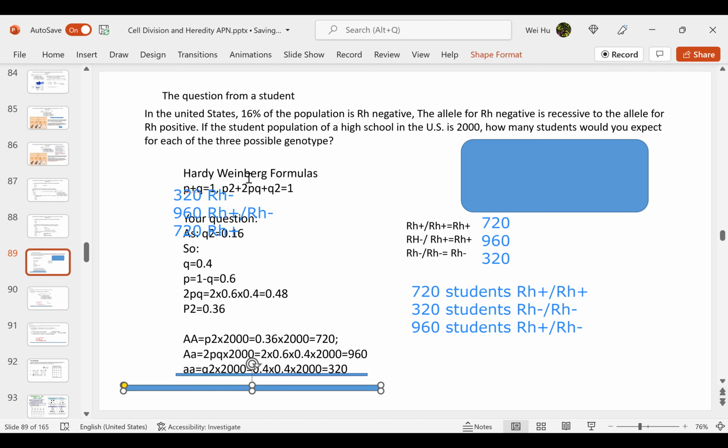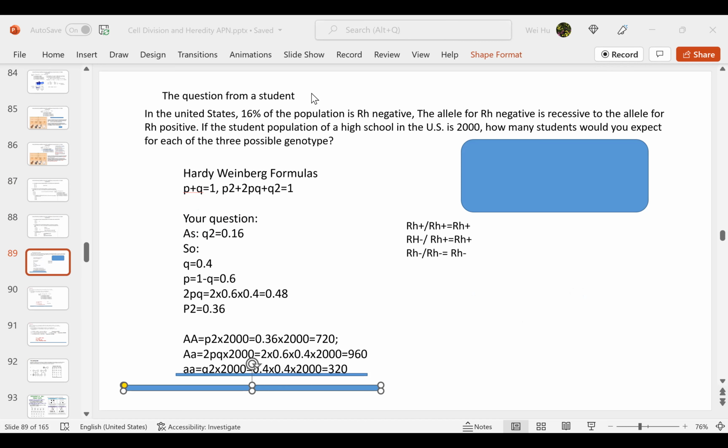Okay, you are right. So you follow this Hardy-Weinberg equation, right? They actually told you that 16% of the population is Rh negative. Then you actually have 2,000 students. So what can you see here? You have q squared equal to 16%. And so q will be 0.4 and p will be 0.6.